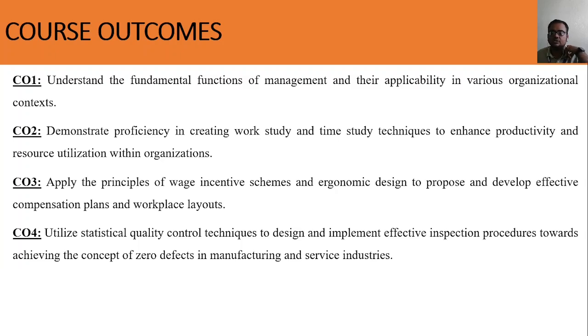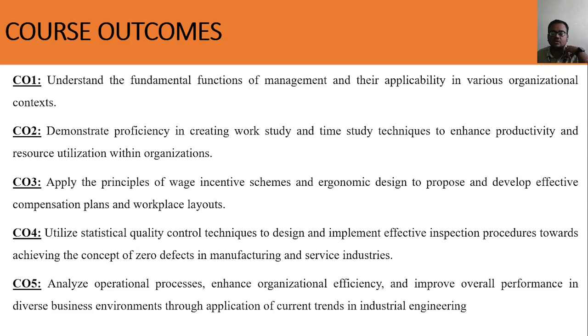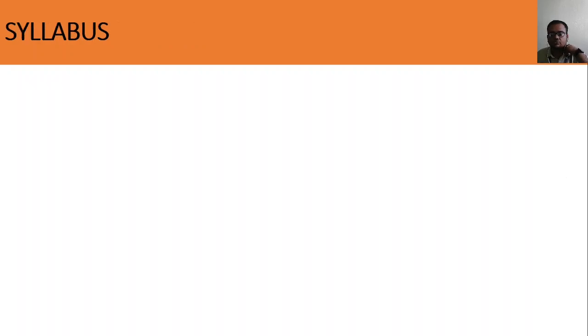The third outcome, at the end of Unit 3, you will be able to apply the principles of wage incentive schemes and ergonomic design to propose and develop effective compensation plans and workplace layouts. The fourth outcome is to utilize statistical quality control tools, which are the basics for any industrial engineering concept, to design and implement effective inspection procedures towards achieving zero defects. And at the last, we have course outcome 5, which is to analyze operational process, enhance organizational efficiency, and improve the overall performance in business environment.